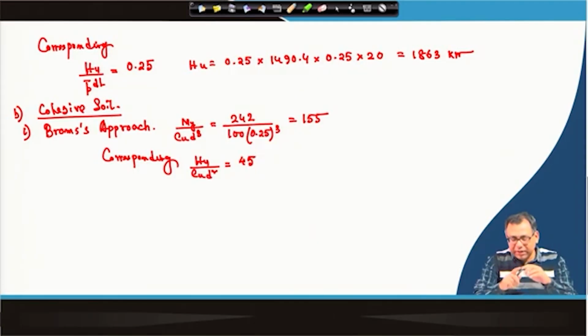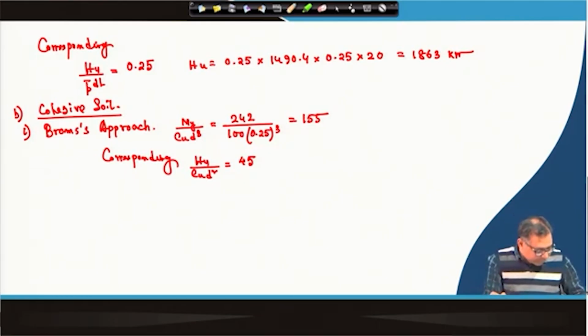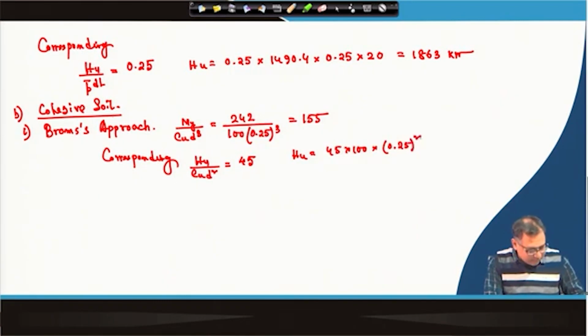Okay, remember one thing: when you take a value from a chart, it may change depending upon the person taking it, so there may be a slight variation. So, for this type of problem in the assignments, I will try to give these values directly, or I will give the equations, and you have to use the equations, so that there will not be any difference between the results of different persons. So, here this is 45, so I can write that HU will be equal to 45 into 100 into 0.25 square, which is 281.3 kilonewton.